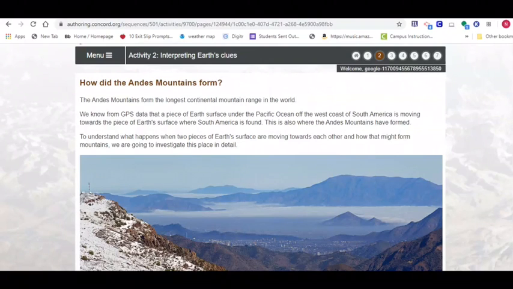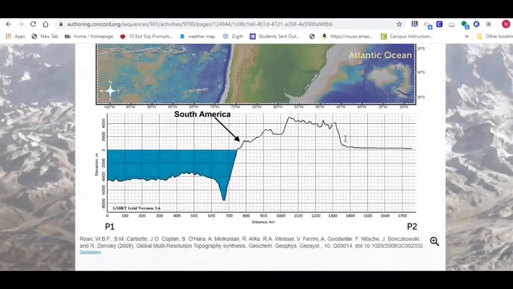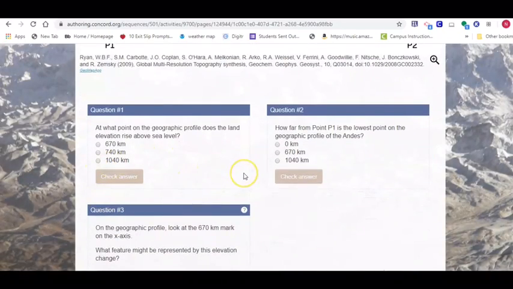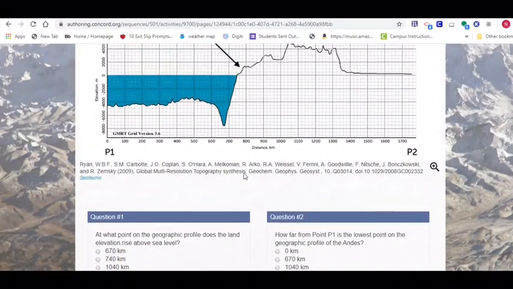Hey guys, I want to do just a quick little video to show you a couple questions that have come up so far today. Both of them are involving cross sections and how they look on your modules. So if you look, I am in Interpreting Earth's Clues. That's our module for the week. I'm on page 2, and as I scroll down, this is the one that starts with question number 1, because there wasn't a question on the first page.